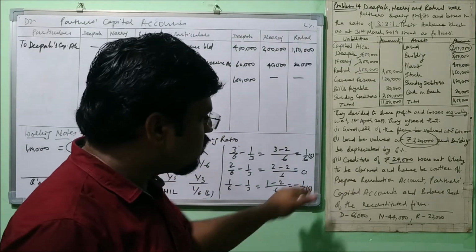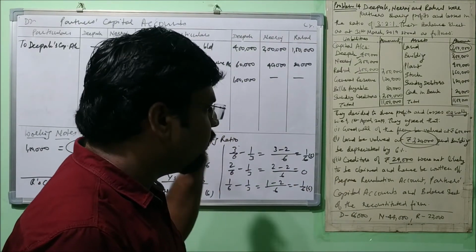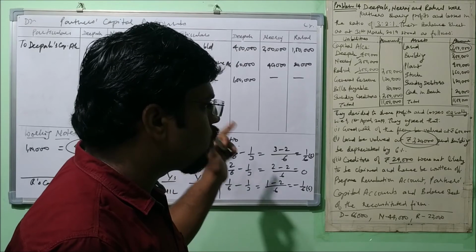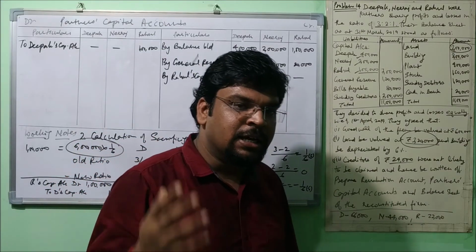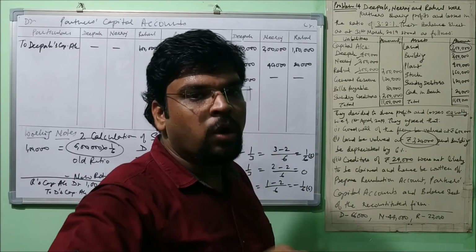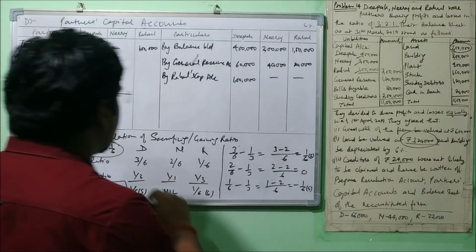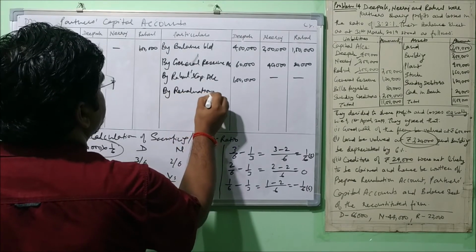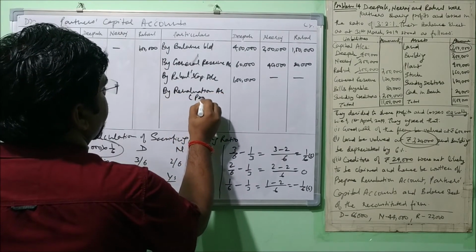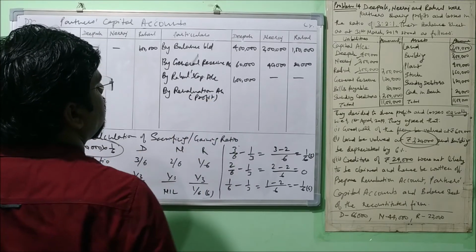After this, there is no other point. Okay, we prepared the revaluation account. The profit of that will be transferred. And what is the entry done in that case? Revaluation account debit to all the partners' capital accounts. So here it will be credited by revaluation account. In bracket you can mention profit. There is no problem.